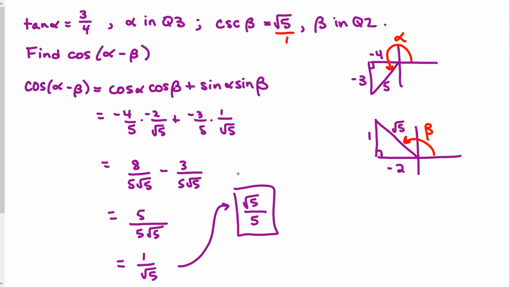Okay, so even though we don't know the measure of alpha and we don't know the measure of beta, we were able to use the clues to find the answer to the question. Now before we go, I'll just tell you, we're not actually going to practice them, but I'll just tell you that we also have angle sum and difference identities for tangent. Tangent of alpha plus beta.